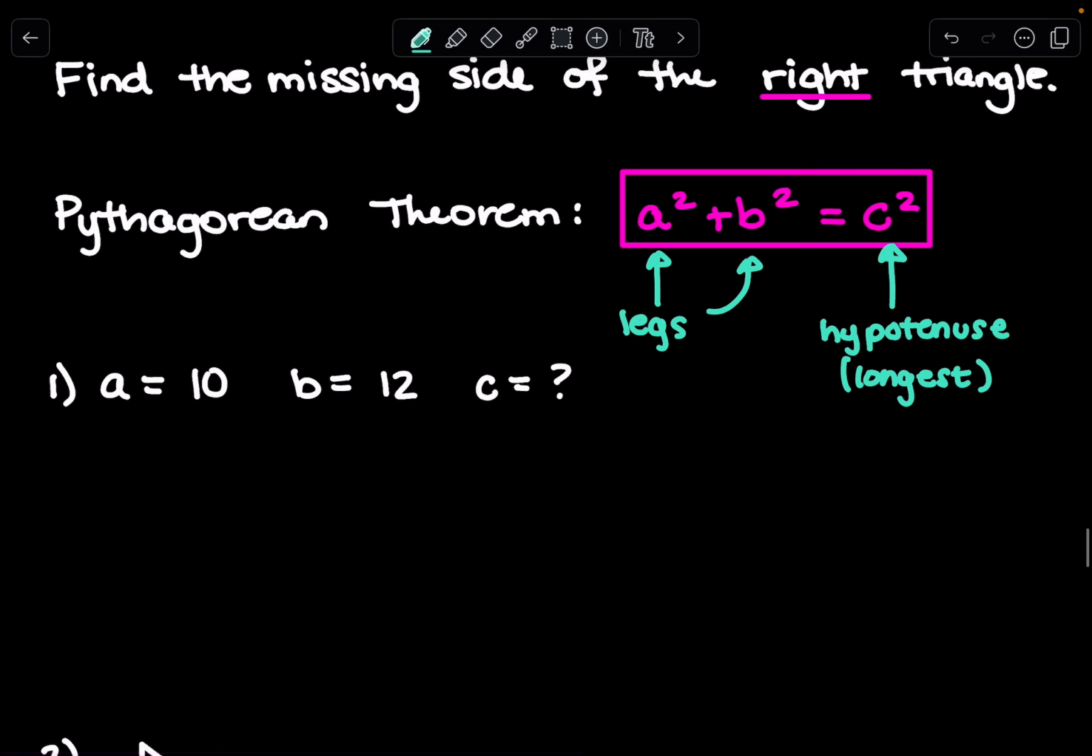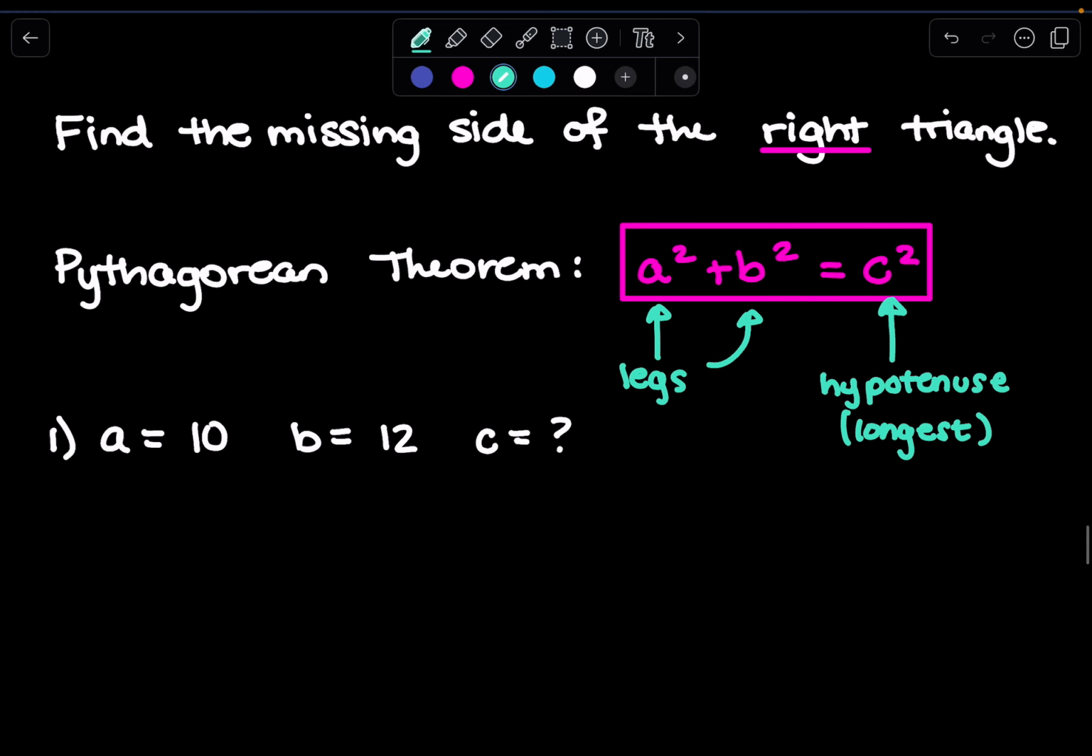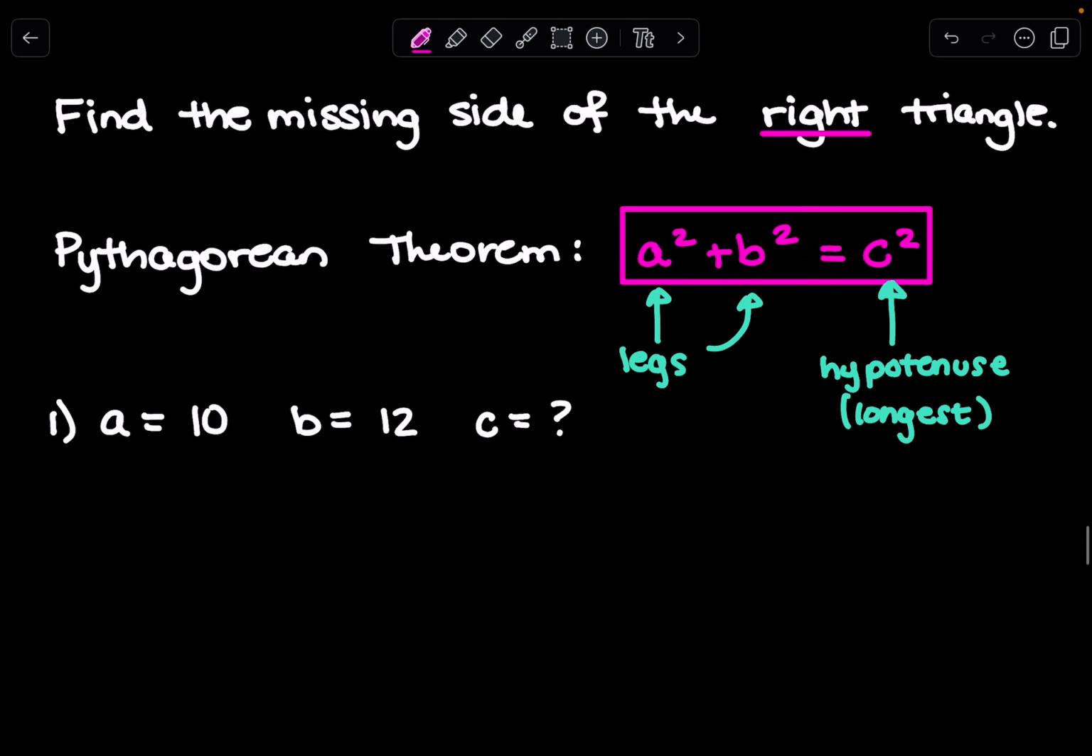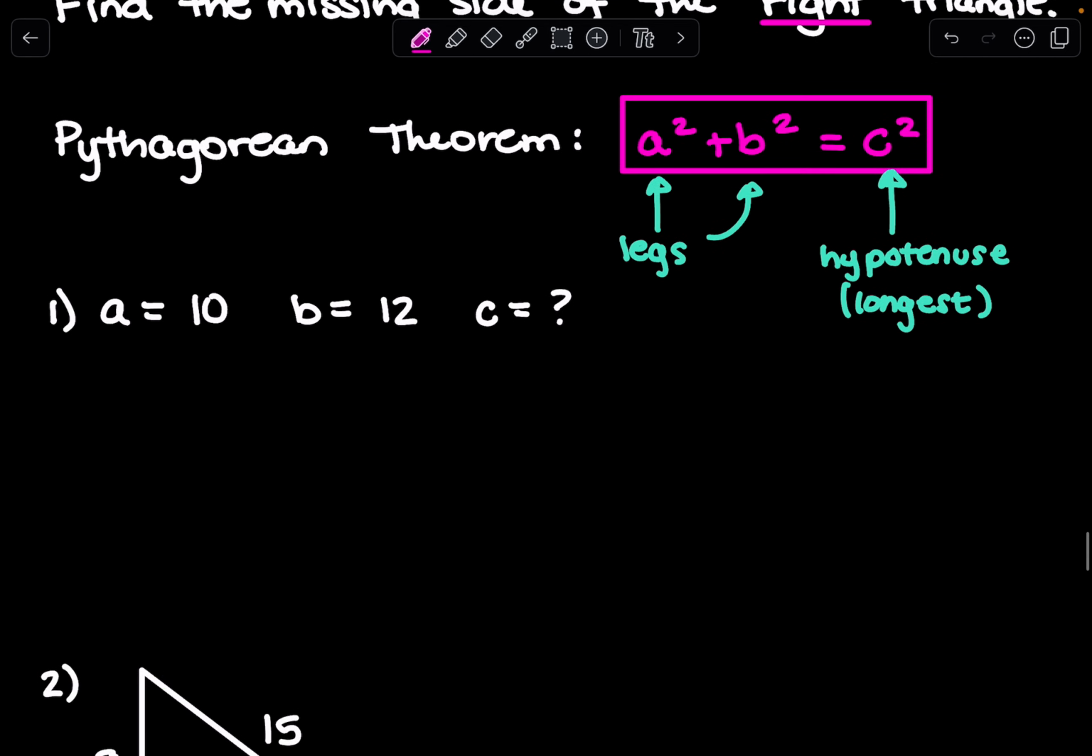So the first thing that we could give you is we could just give you a list of values. So you'll notice in number 1, I've got an A value of 10, a B value of 12, and I don't know what my C value is quite yet. So I'm going to set up the Pythagorean theorem like so. I'm going to say 10 squared plus 12 squared is equal to c squared.